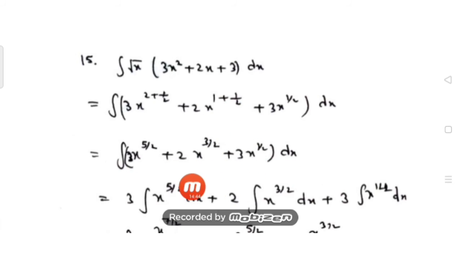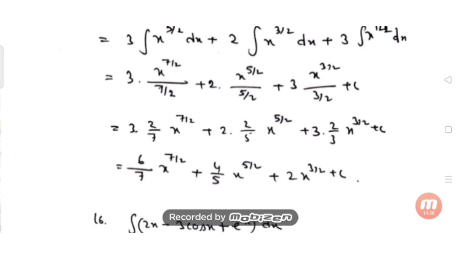Now I can separate it. Constant I am taking outside at the same step, 3 and x to the power 5 by 2 plus 2 is constant outside. Integration of x to the power 3 by 2 into dx. 3 constant come out. x to the power half into dx is there. Okay. So after that, do the integration step.